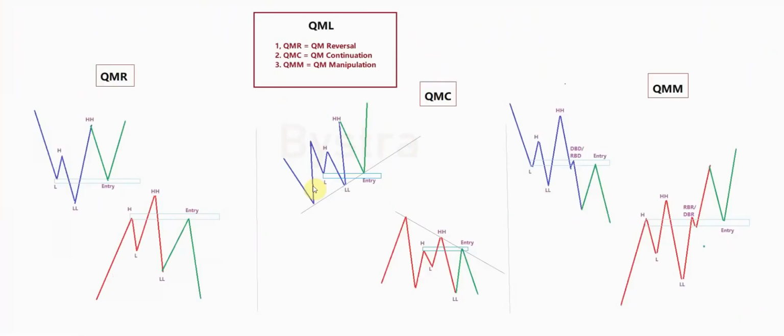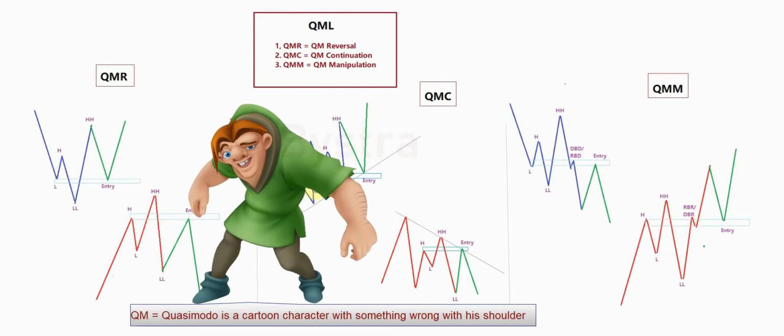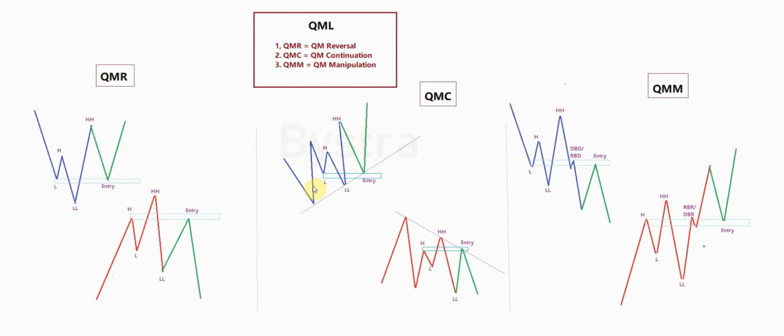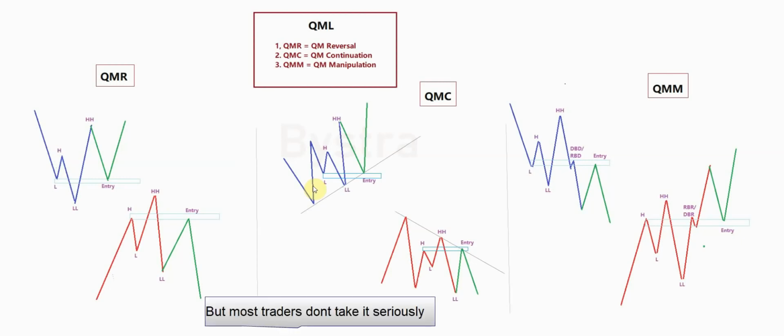Alright, so now let's move to the QM setup. You know that QM is a cartoon character that has a crooked shoulder, something wrong with his shoulder. And this setup is not exactly the same as HNS or head and shoulders. If you search in Google, there's a lot of this kind of setup. People keep sharing this setup, but most traders don't take it seriously.